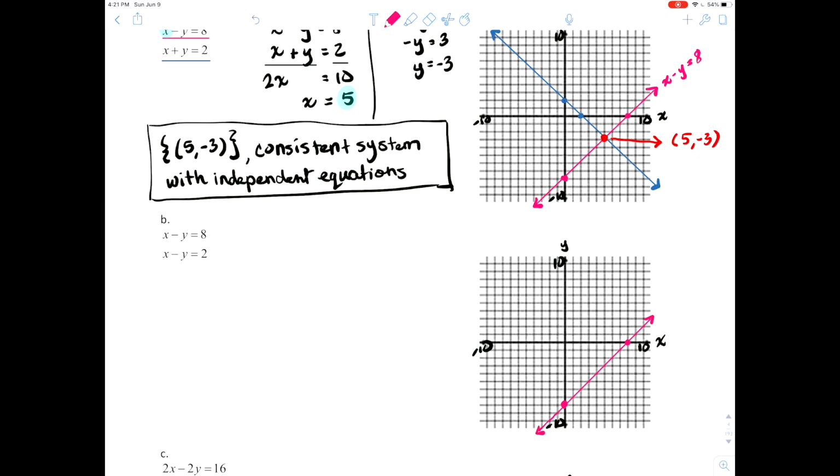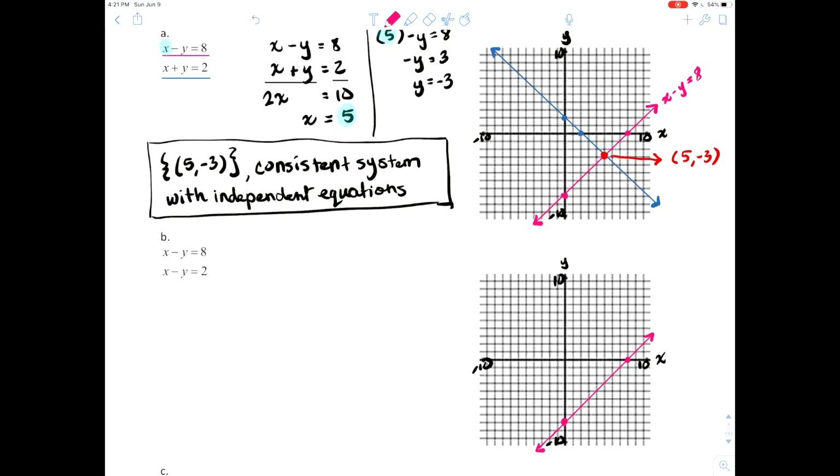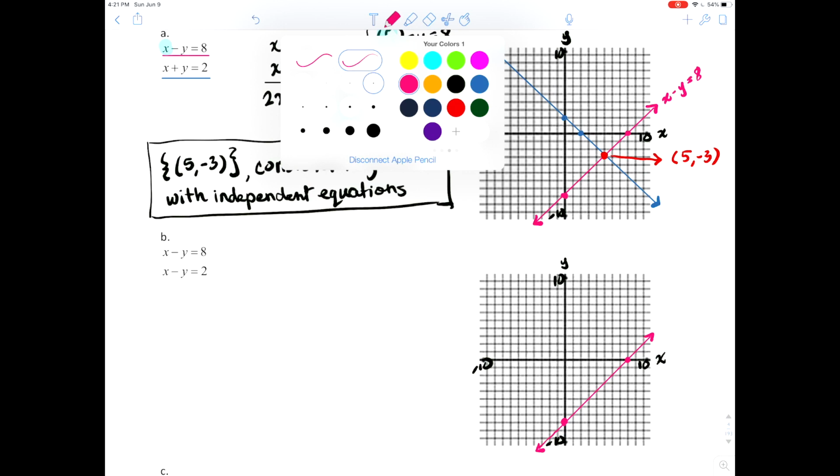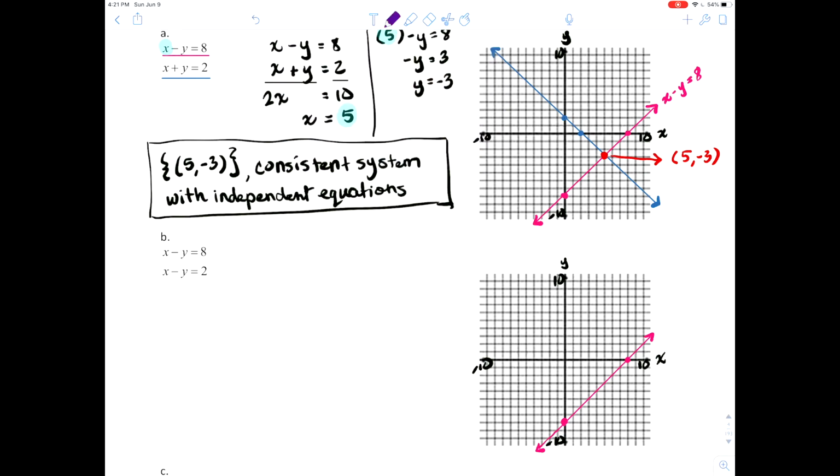And then we'll have the next one. All that changed was the sign in the middle. So this one we'll do in, I guess, purple. So if x is 0, y will be -2. And if y is 0, x will be +2.